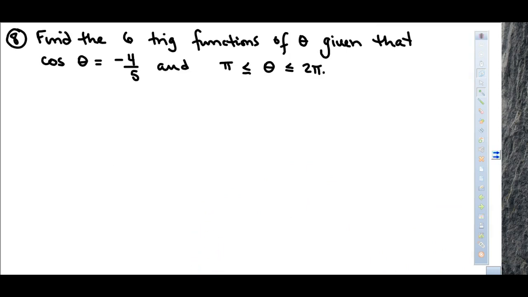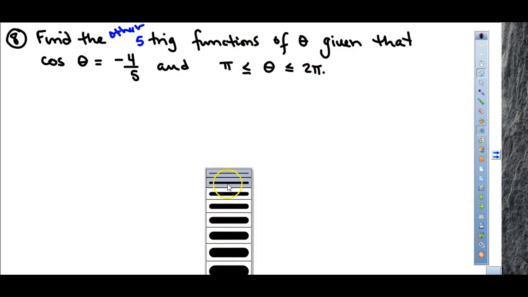Number 8. Moseying right on along. We do love some right triangle trig. Find the other 5 trig functions of theta, given that cosine theta is -4/5 in this range right here, pi to 2 pi. Oh, these are so fun to me.